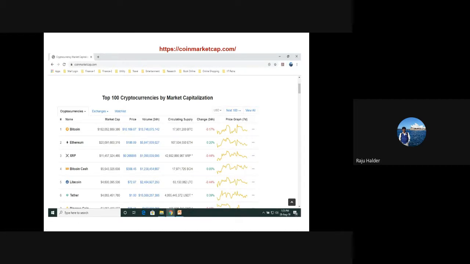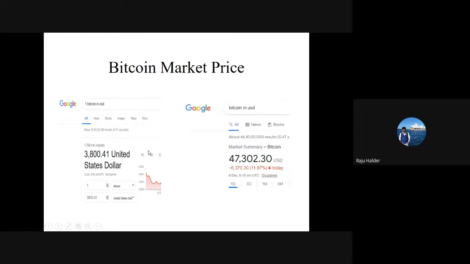Bitcoin was the first one that was introduced in 2009, but today more than 7,000 cryptocurrencies exist in the market. Bitcoin, of course, is a popular one, and Ethereum is the second most popular. So when I started looking at blockchain and cryptocurrency in January 2019, I searched for the market price of Bitcoin.